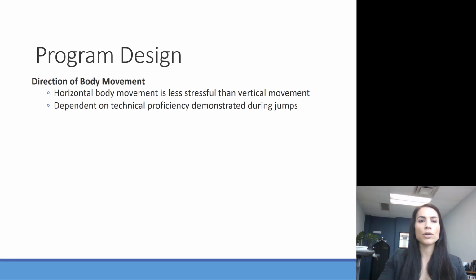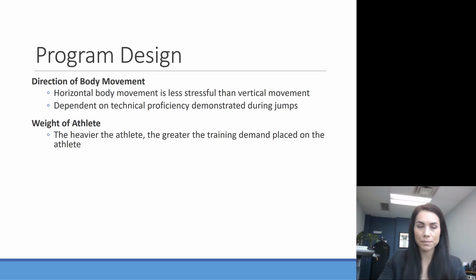Some other things to consider with program design is the direction of the body movement. So we know that horizontal body movement is less stressful than vertical movement. So vertical movement, an example would be a squat jump. A horizontal body movement would be a broad jump, right, or a frog jump. So if you're doing just up and down movements, that's going to include more loads in the joints, okay? And it's dependent on technical proficiency. So we want to make sure that they can earn their progression.